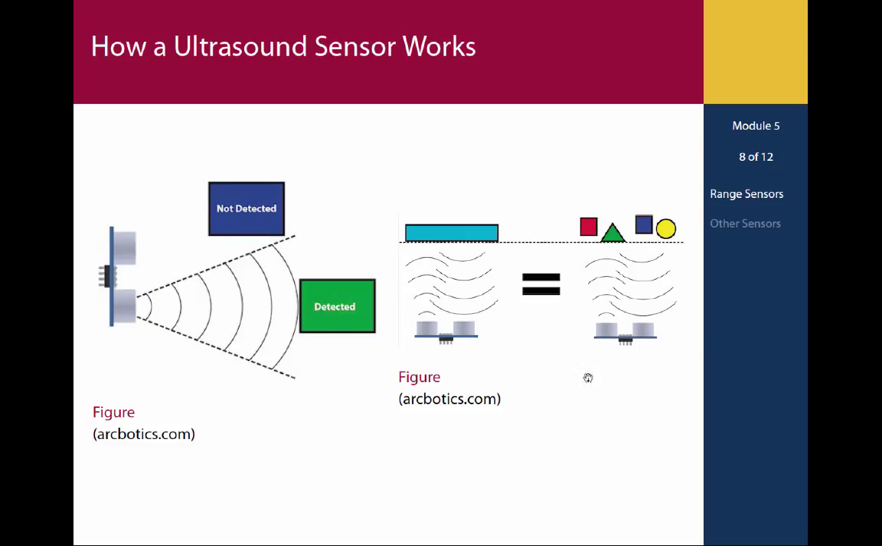Similarly, if we look at this figure on the right, if we have a solid object, it would easily be detected. But if we have a series of objects, the sensor will only detect the nearest object, and you wouldn't be able to individually identify these different objects. Whereas if we were using a laser scanner, we would definitely be able to pick out the different objects here. So that's one drawback of ultrasound sensors.